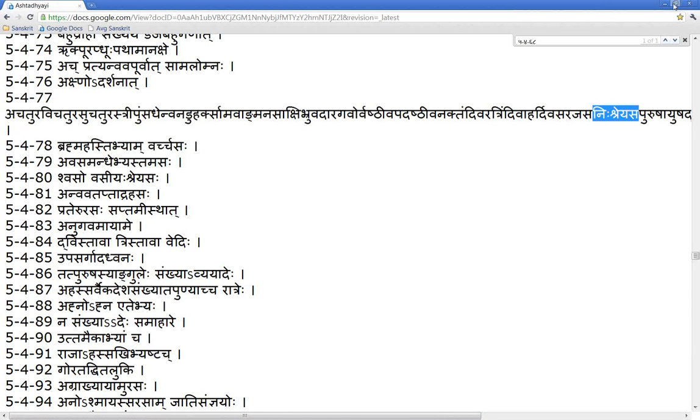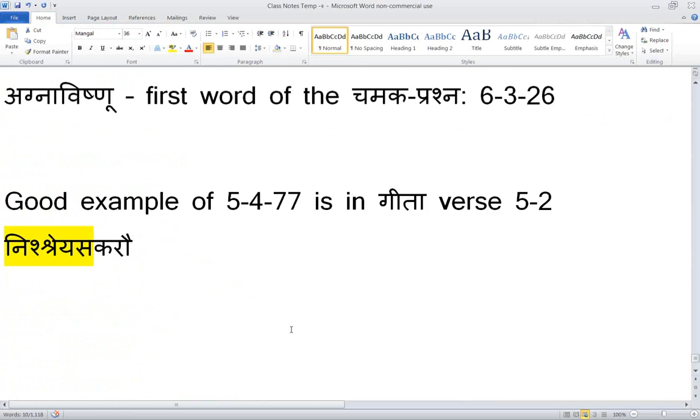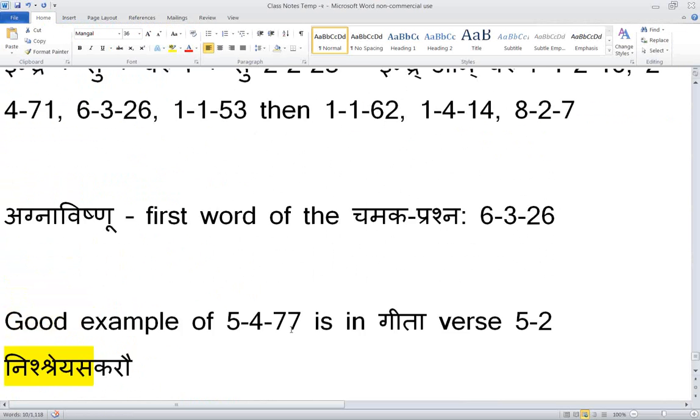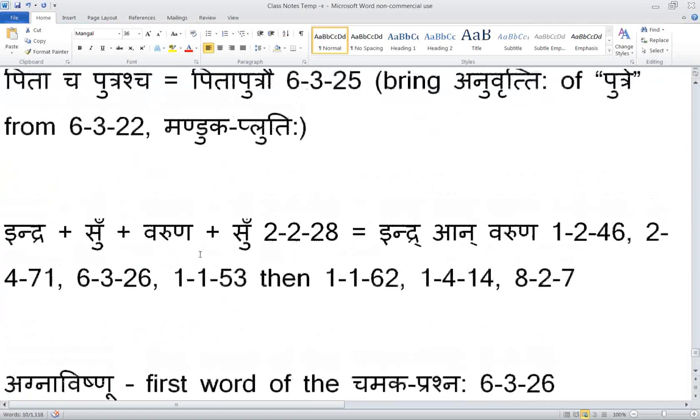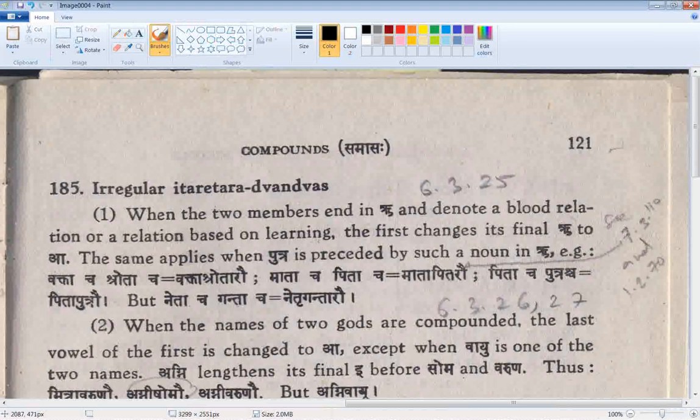Okay. So last time we went into the class, we were looking at a couple of things, in the last part of the book. We're looking at these couple of pages in the book, which is: when two members end in a rukara and denote a blood relation or relation based on learning. So we're looking at this one last time.